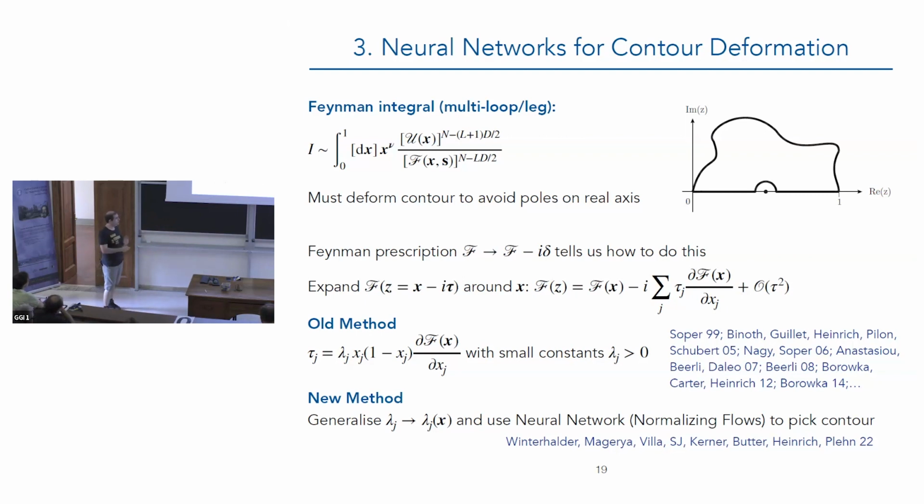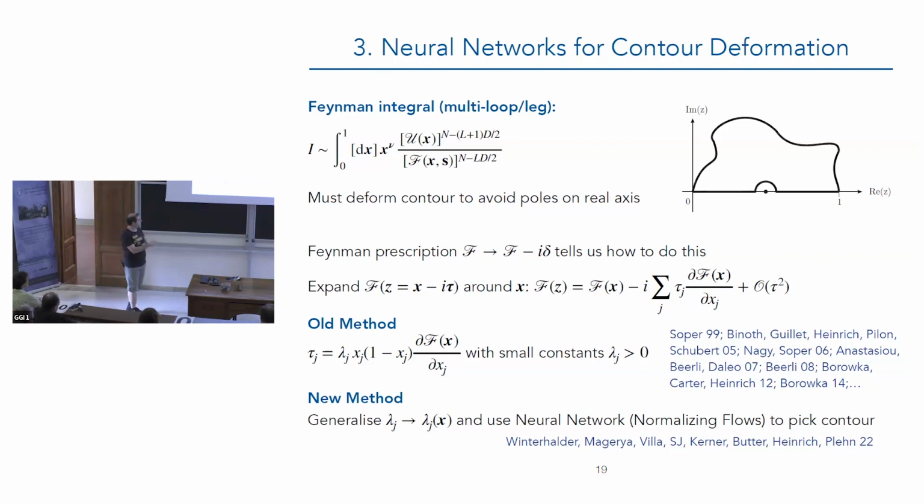Our idea was to start with this method that works well, which is what's implemented in PySecDec, and then try to generalize these small parameters. Rather than just taking a constant for the small parameter, instead allow it to depend on the Feynman parameters themselves, so that you have more flexibility in your contour deformation, and then you try to optimize such that you get a lower integration error.